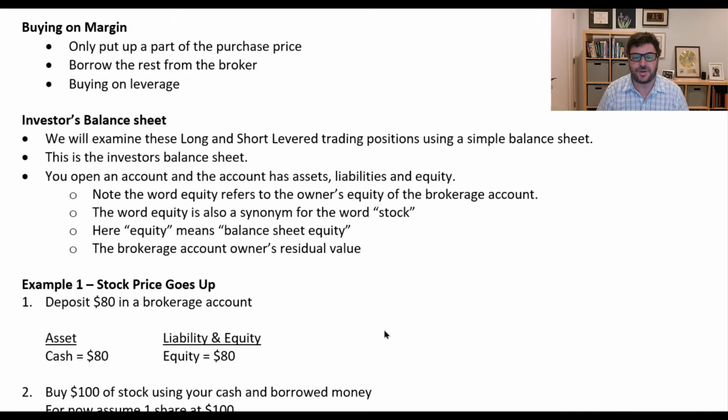And here's what we're going to do. We're going to examine these long and then eventually short levered trading positions using just a very simple balance sheet. This is going to be the investor's balance sheet that we're going to be looking at. The idea is that you open an account, and the account has assets, liability, and equity. Note that in this particular case, the word equity refers to the owner's equity of the brokerage account. This is the residual value that the trader gets to keep. Remember, the word equity is also a synonym for the word stock, but here equity refers to the balance sheet equity in the account. And what we're going to do is look at the percent change in the value of the stock relative to the percent change in the value of the equity in the account to see how this leverage works.